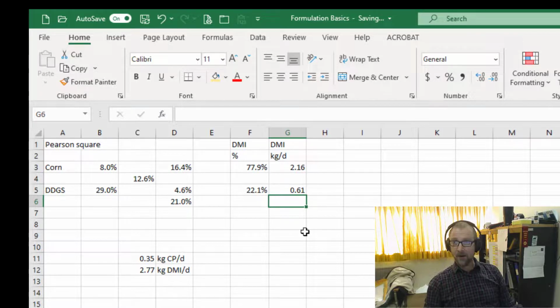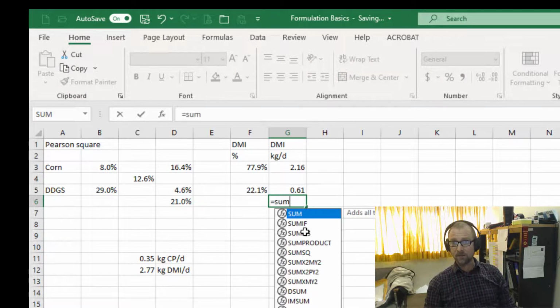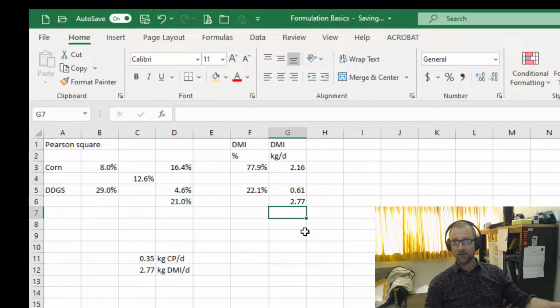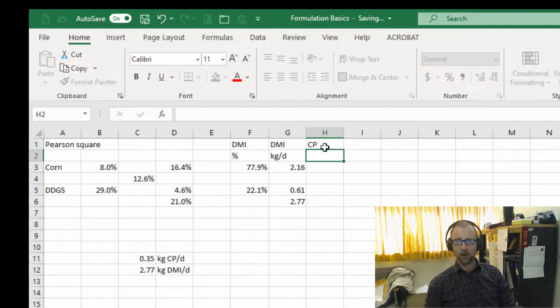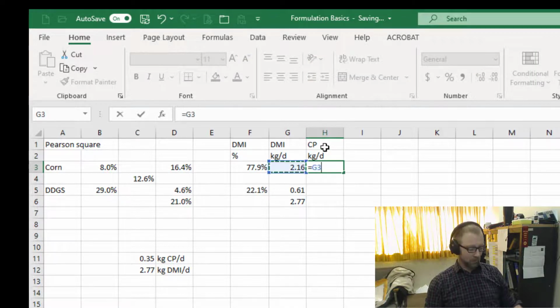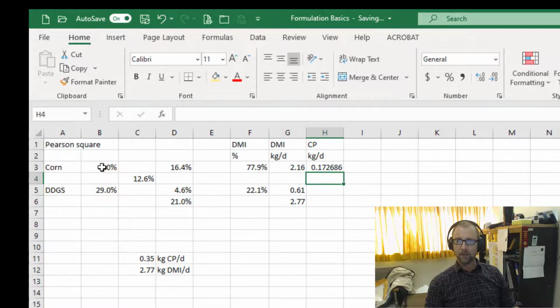And so if I find out now then what is the sum of these two? I can just go sum, and the animal is eating 2.77 kilos, which is what we're targeting. Now, if the animal is eating this much corn, how much crude protein is it going to get from that corn? Kilograms per day. Well, it's going to eat this much corn, and this percentage of it is crude protein. That means it's going to be eating about 0.17, let's just say 173 kilograms of crude protein in a day.